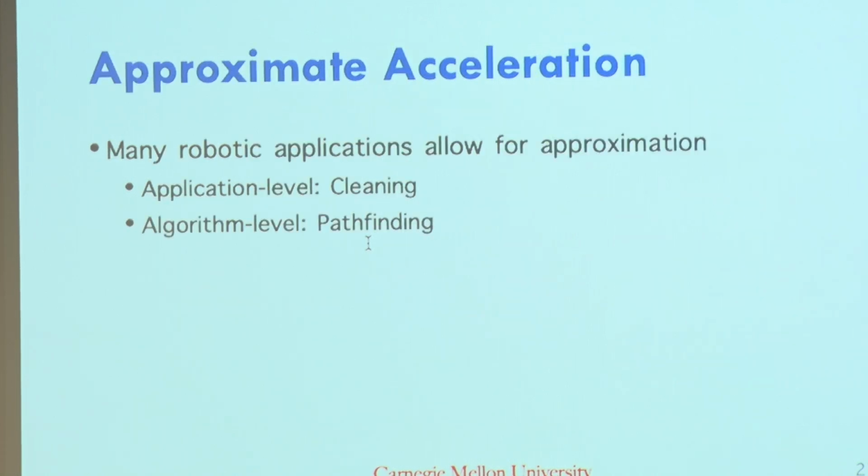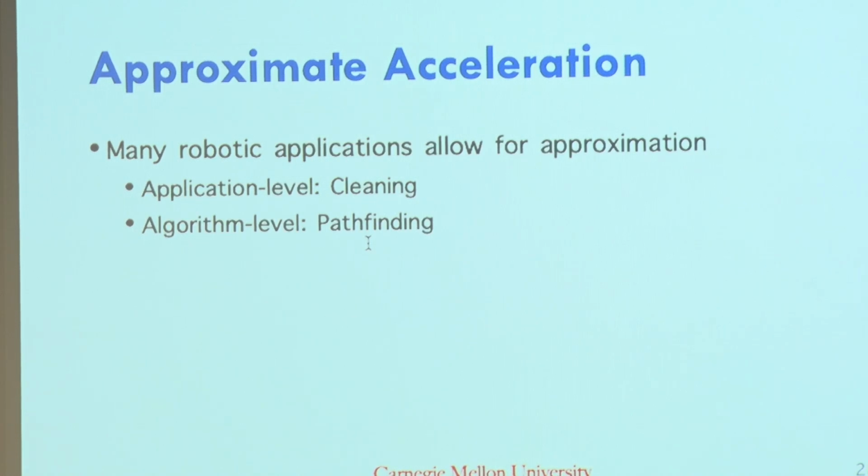The next technique is approximate acceleration. This is motivated by the observation that many robotic applications allow for some level of approximation. For example, consider a vacuum robot. The ideal scenario is that the vacuum robot cleans every spot in a floor, but in reality, missing a spot or two doesn't change the cleaning outcome that much. So it means that there is some leniency in its execution.